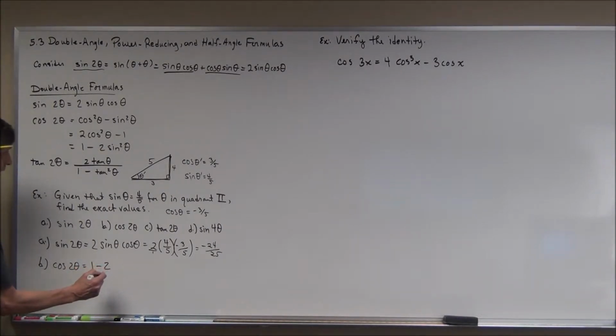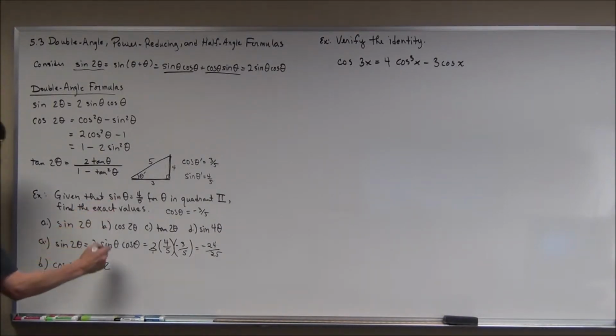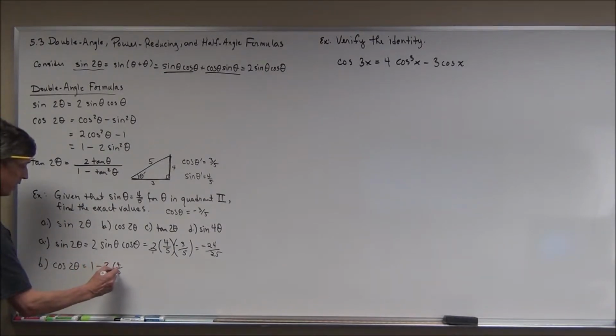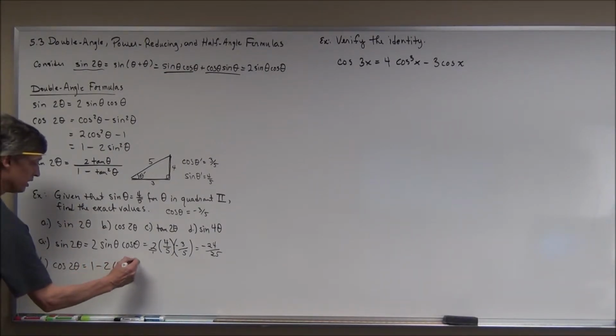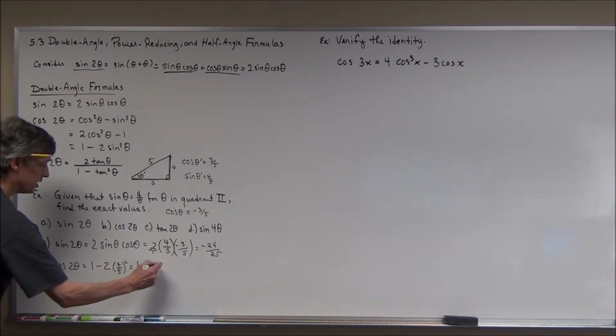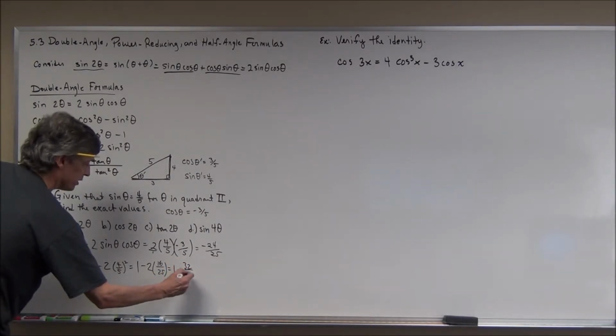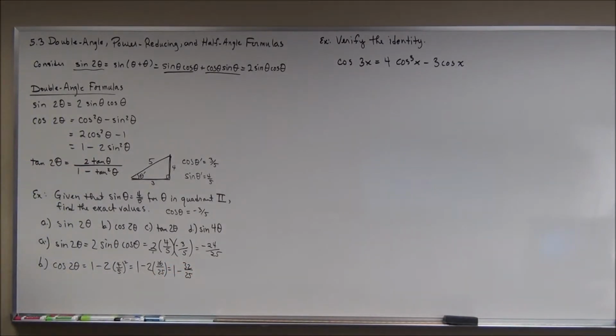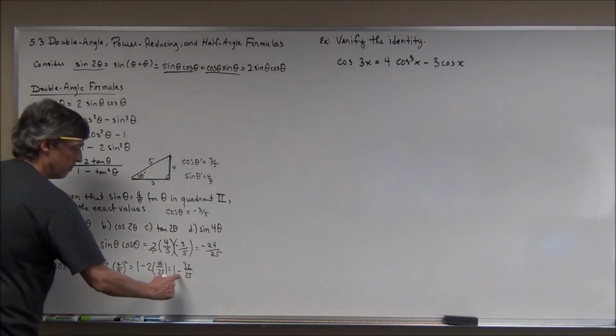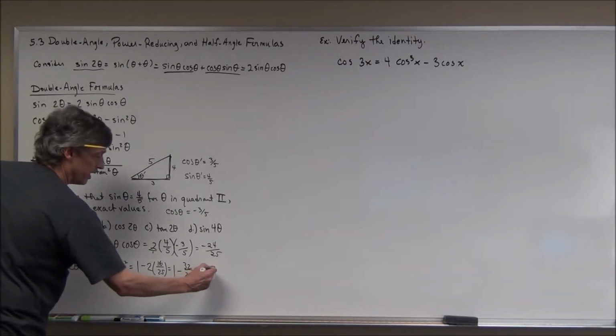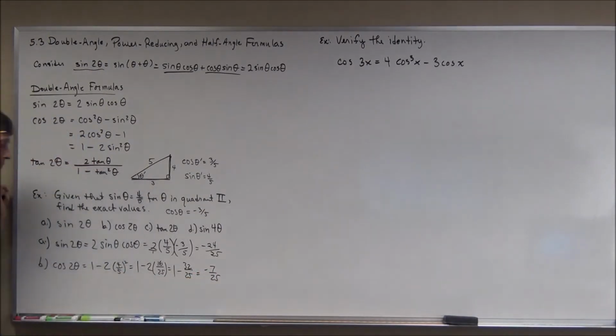2 times the sine of theta squared. Now the sine of theta was 4/5, so 2 times 4/5 squared. So that's 1 minus 2 times 16/25, which would be 1 minus 32/25. My common denominator is 25. This is the same as 25 over 25. Minus 32 over 25 is negative 7 over 25. And I have the cosine of 2 theta.